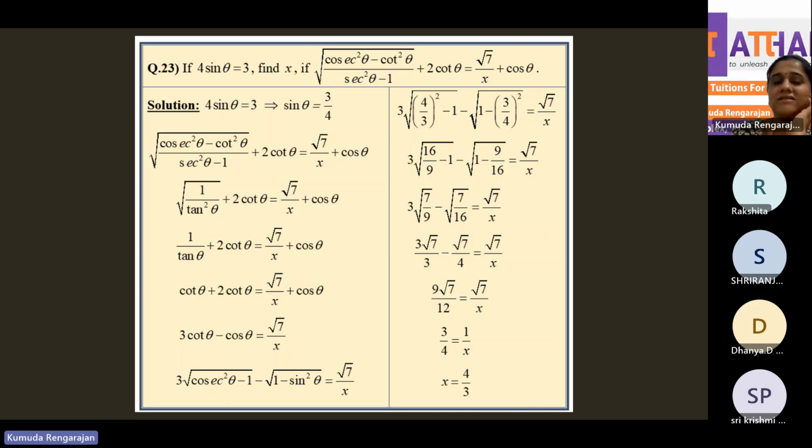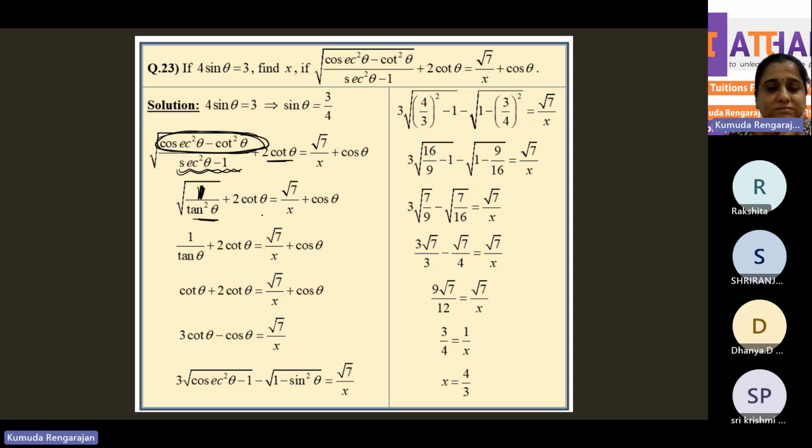I'll just help you get started, okay? Cosecant square theta minus cot square theta is 1. That's why I've written 1 here, because by the identity, cosecant square theta minus cot square theta is 1. And secant square theta minus 1 is tan square theta.